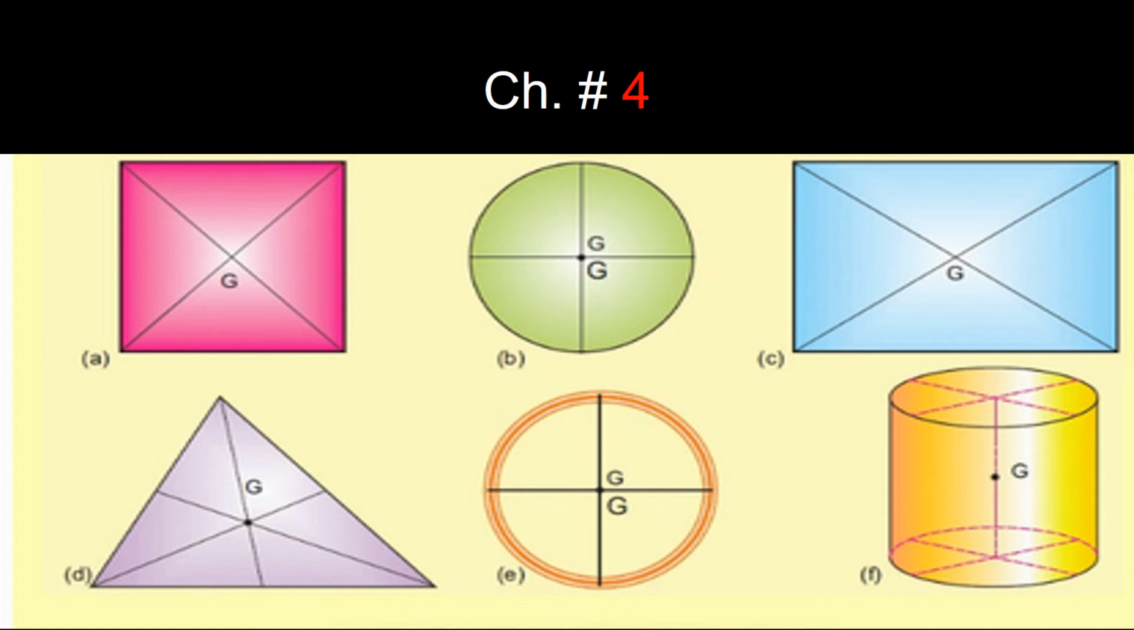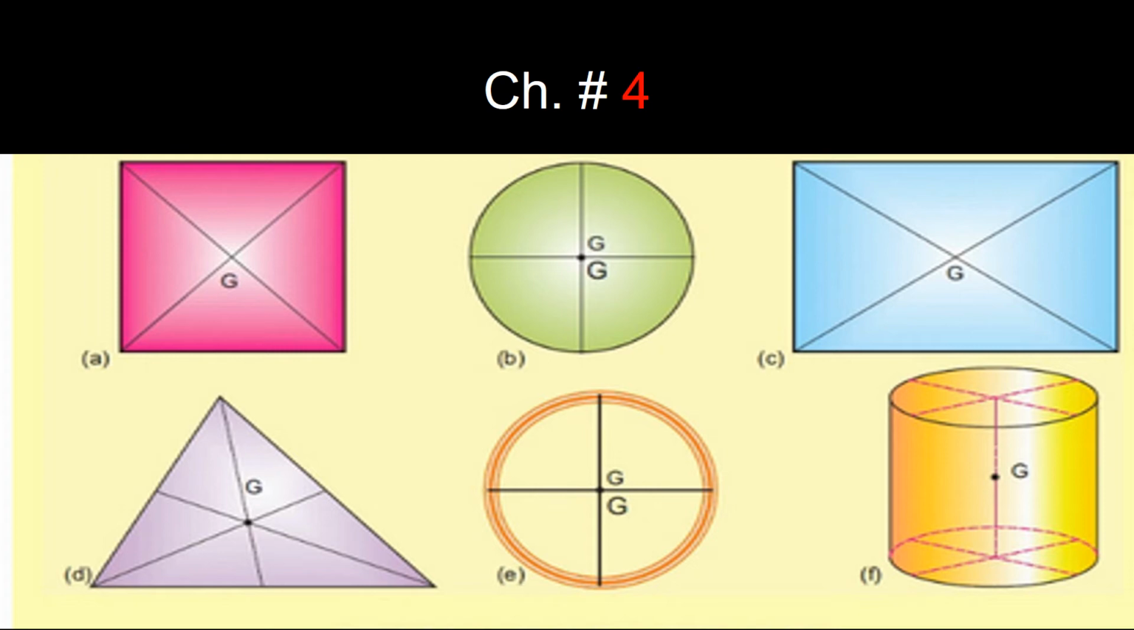The regular objects in front of you on this slide: the first one is the square and the third one is the rectangle, and the center of gravity of these two objects is at the point of intersection of the diagonals of the square and rectangle. The second is the circle and the fourth is the ring. The center of gravity of these two objects is the intersection of the two diameters.